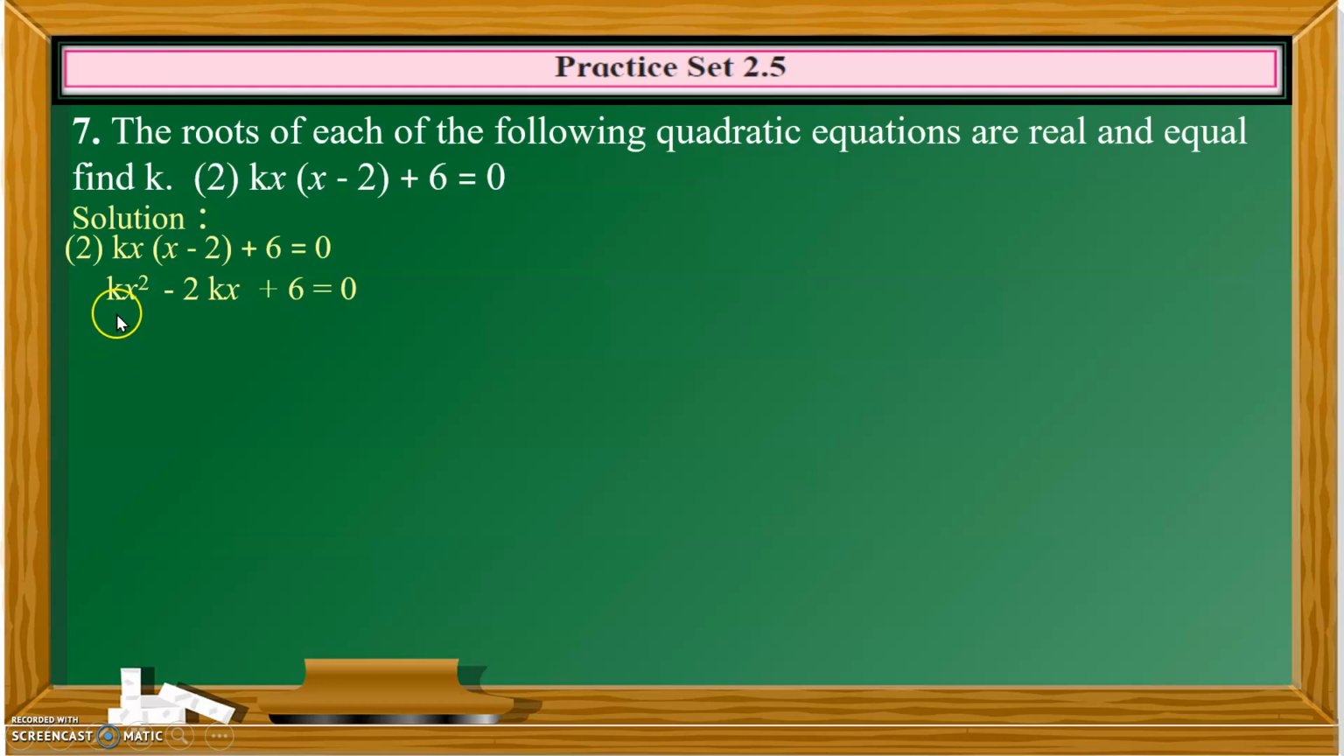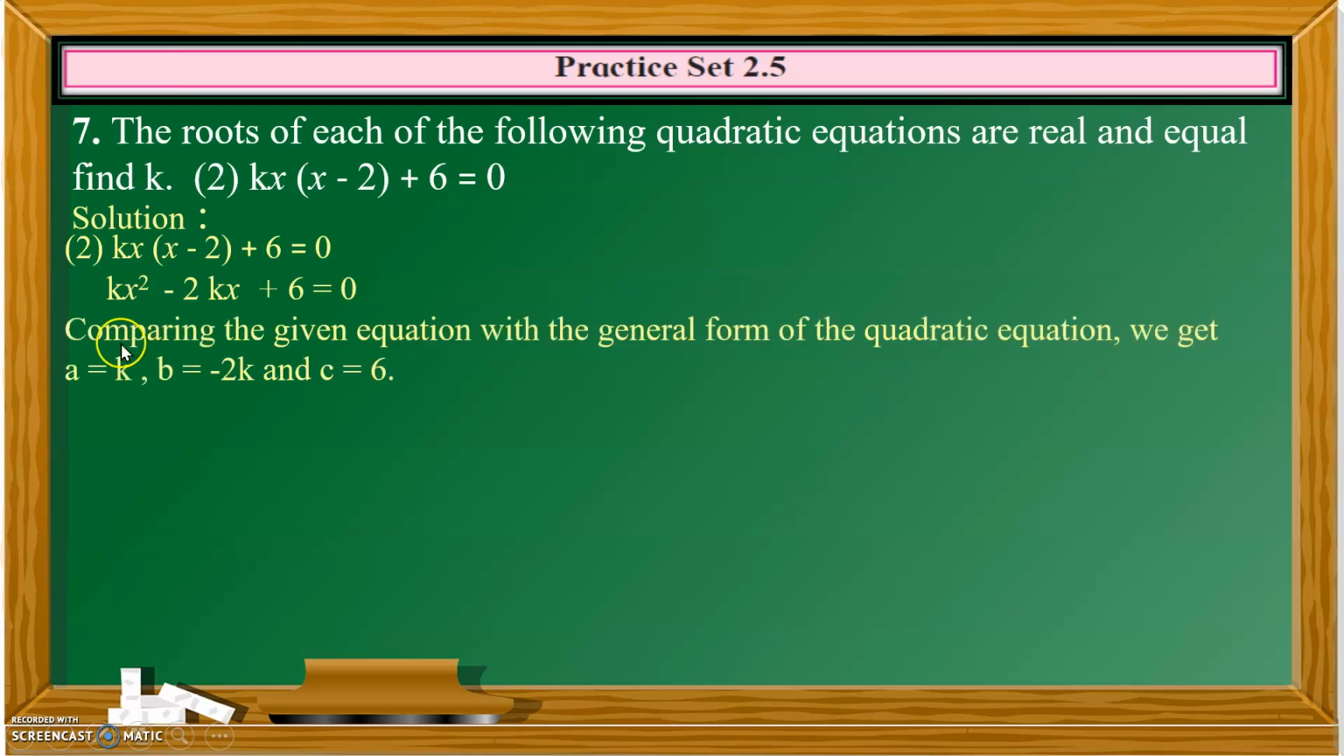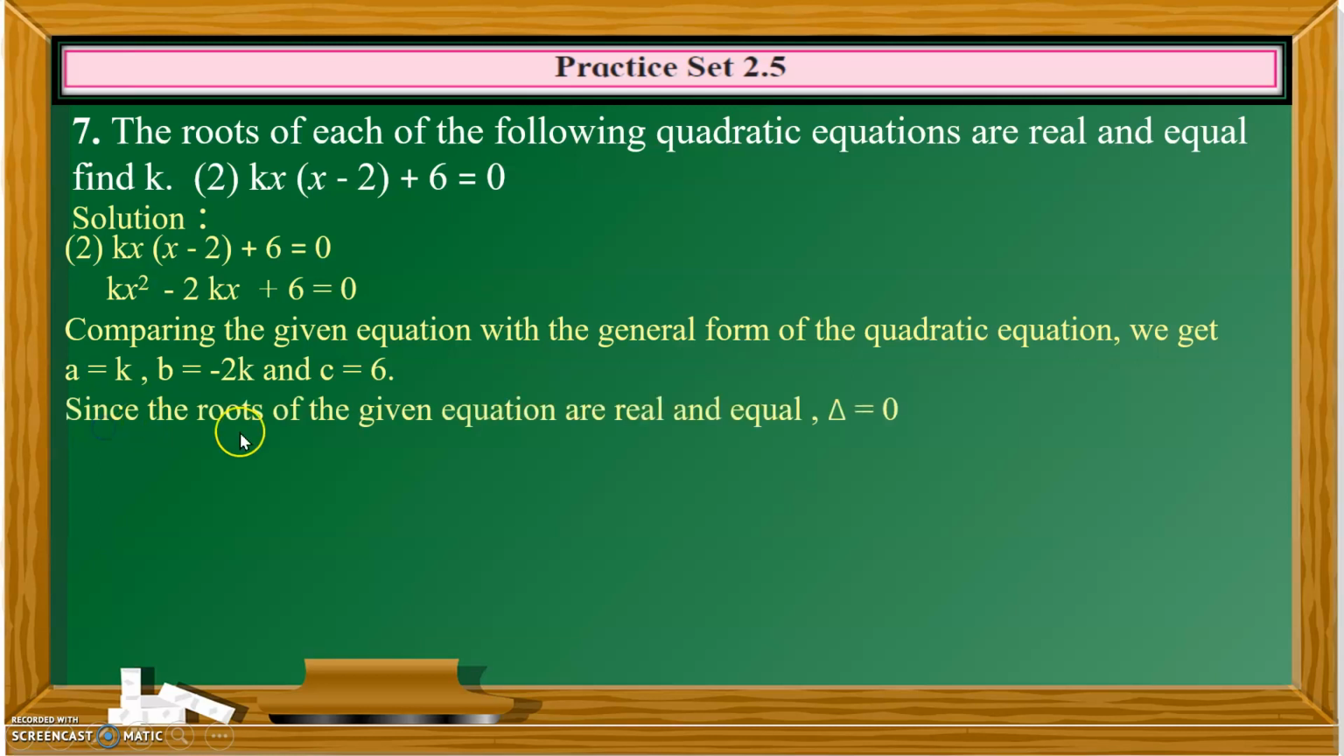Now what is the next step? To compare it with the general form and find the values of a, b and c. So comparing the given equation with the general form of the quadratic equation, we get a is equal to k, b is equal to minus 2k and c will be 6. Now what is given to us? Again, the roots are real and equal. So we know that since the roots are real and equal, delta is equal to 0.